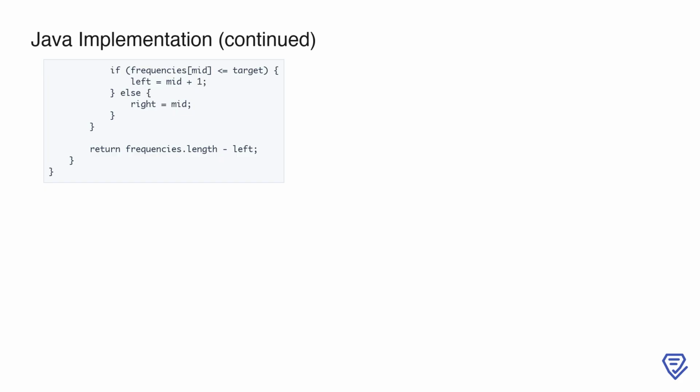Inside the while loop, we calculate the midpoint mid and compare the frequency at this index with the target. If the frequency at mid is less than or equal to the target, we move the left pointer to mid plus 1. Otherwise, we move the right pointer to mid. When the loop exits, the left pointer will point to the first index where the frequency is greater than the target. The method then returns the count of such frequencies, which is calculated as the total length of the array minus the left pointer value. This concludes the implementation, ensuring that the solution is both efficient and easy to follow.